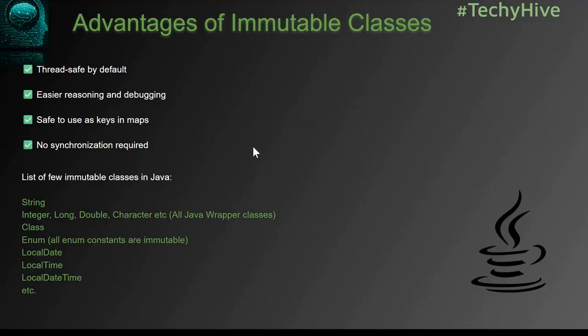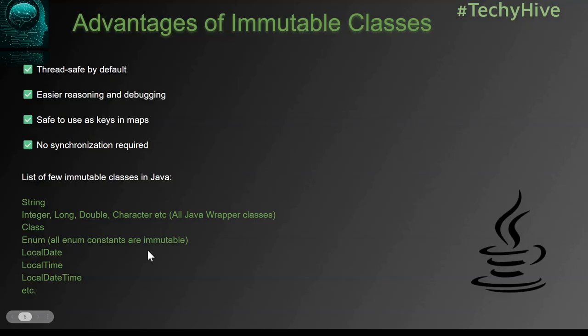Next, list of the immutable classes provided in Java. So here is a list of a few immutable classes. String class, as we discussed in one of the other videos, is immutable. So once a string object is created, the state of the object cannot be changed. Integer, Long, Double, Character, so all wrapper classes in Java are immutable. So once the object is created, the value cannot be changed. Class, this is the generic type class, and this class is also immutable.